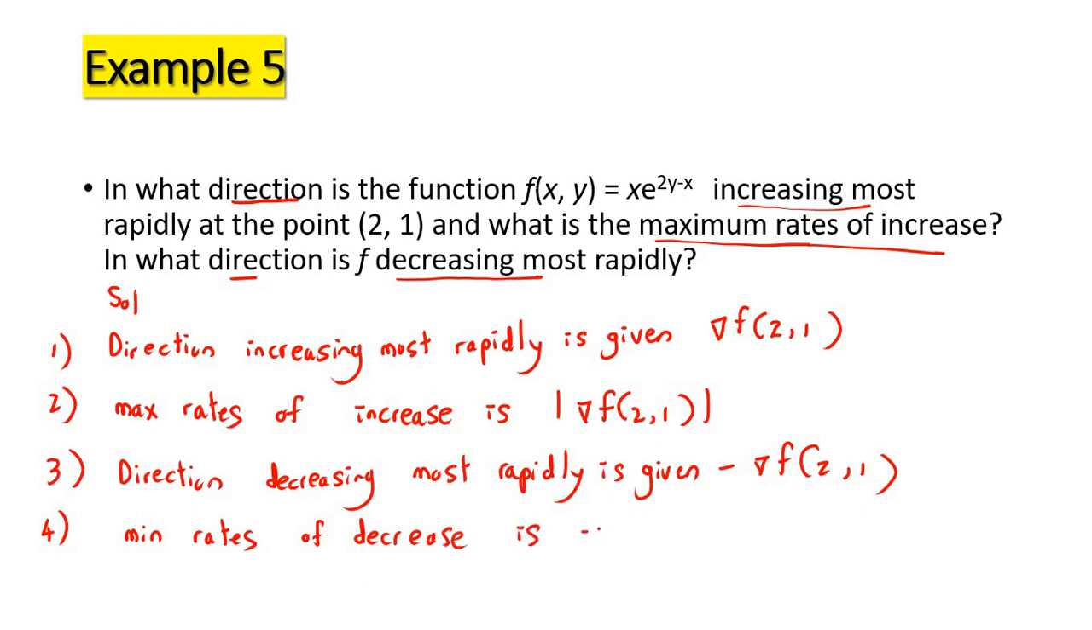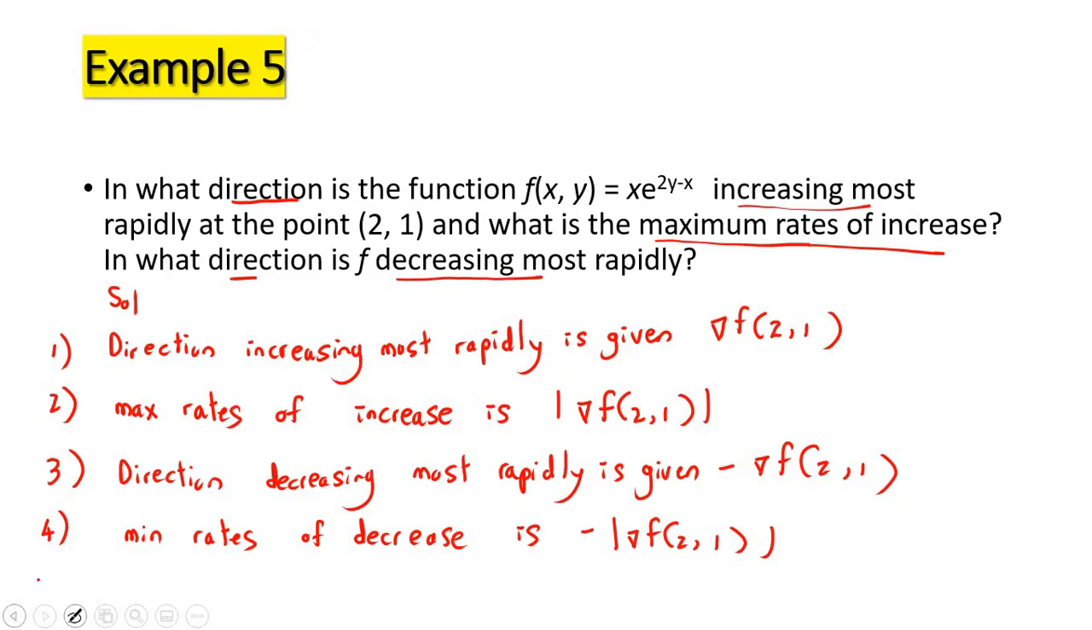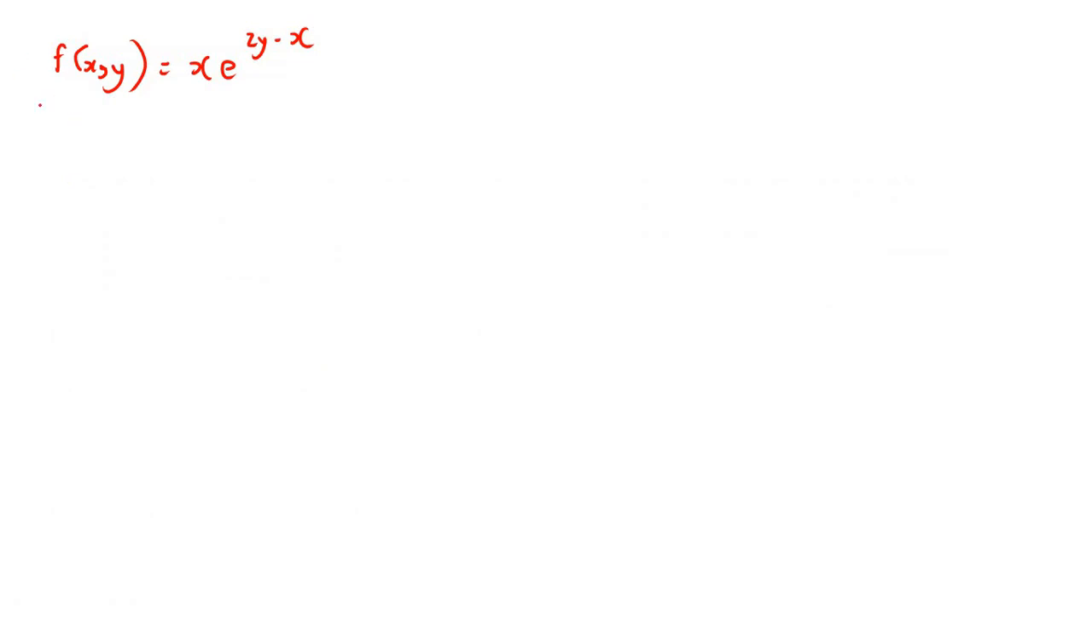The direction of the most rapid increase is given by the gradient vector at the point (2, 1). The function is f(x, y) = x e^(2y − x). So we find fx.